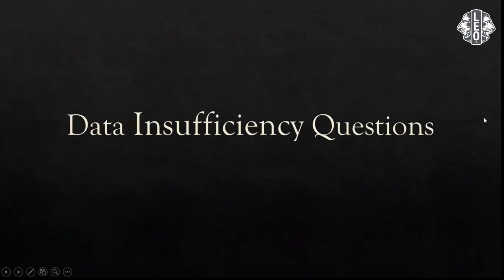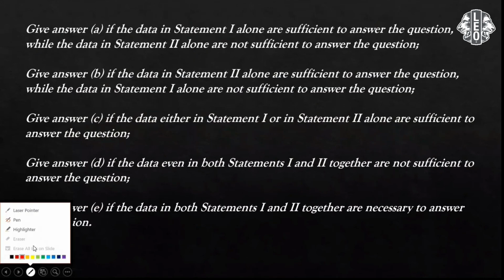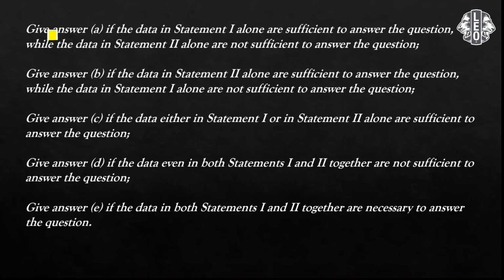So you should not misread the problems. Here I'll use a highlighter. You need to give answer A if statement 1 alone is sufficient. If you have a question paper in hand, better highlight it, like, okay, A is this. Because these problems come in bulk, they'll give some 7 to 8 questions like this. So A is statement 1 alone sufficient. B is statement 2 alone is sufficient. C, data either in statement 1 or statement 2 is sufficient.